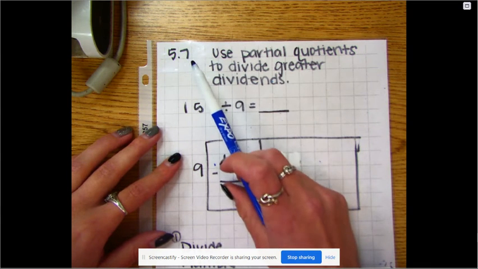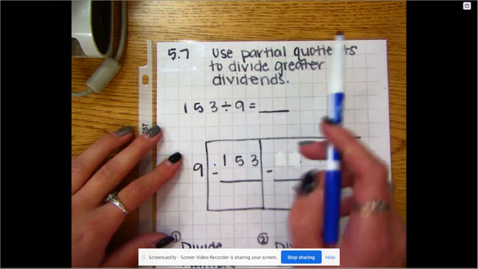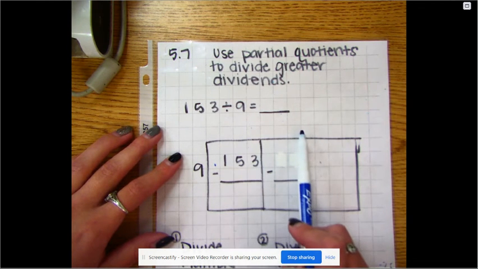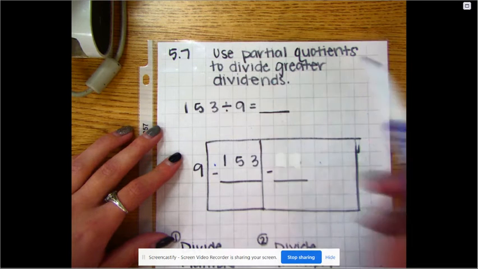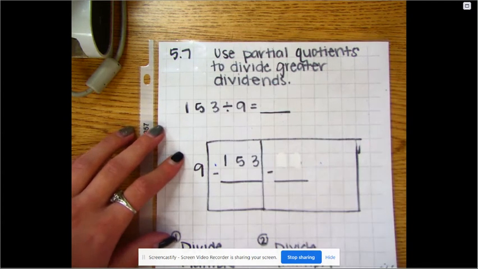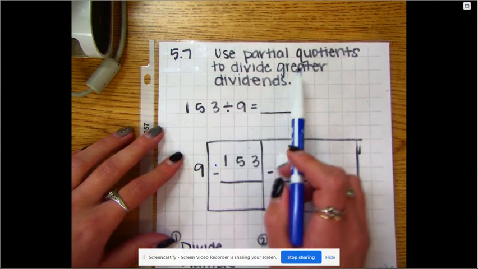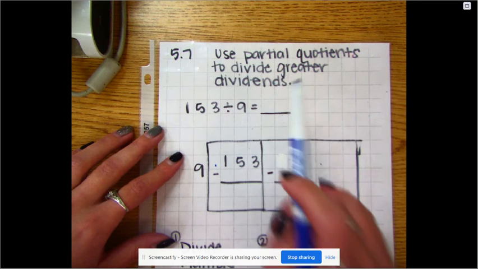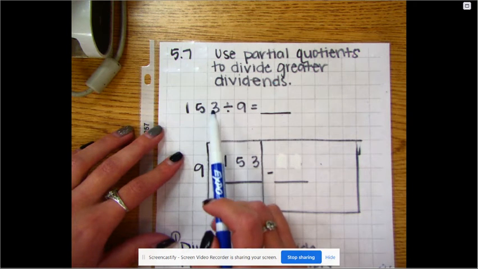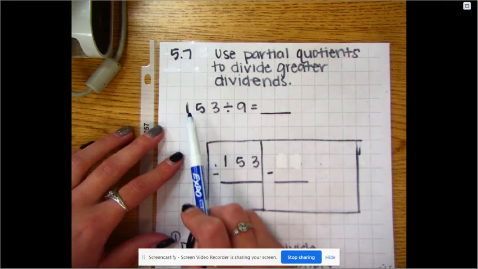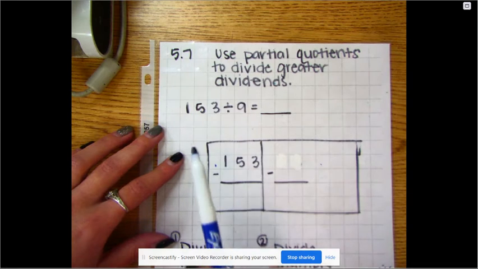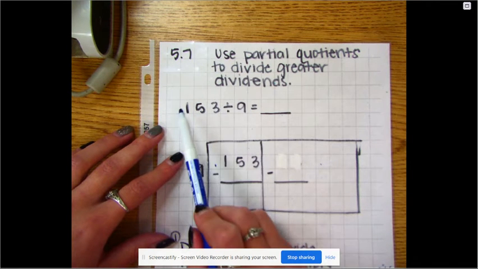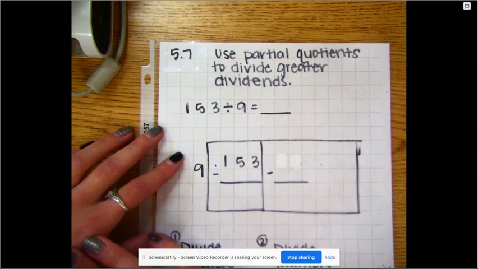So in the last lesson, 5.6, we talked about how partial quotients are the pieces on top that we break apart to find our total quotient. Sometimes we break things apart because it makes them easier to understand. And we know that a dividend is the greater value in our equation. So 153 is a greater number than a two-digit number like 53. All it means is we're breaking apart 153 divided by 9.